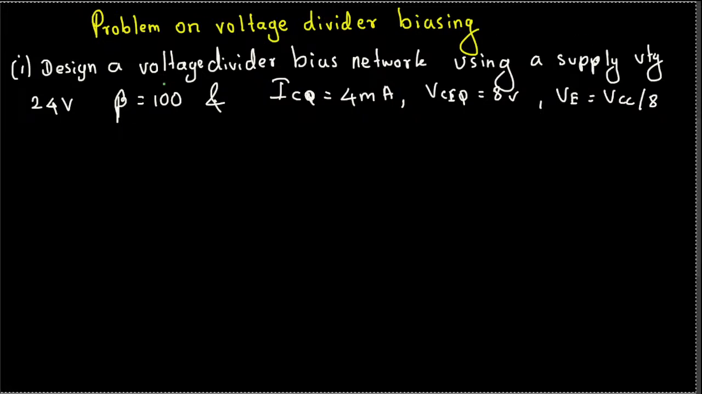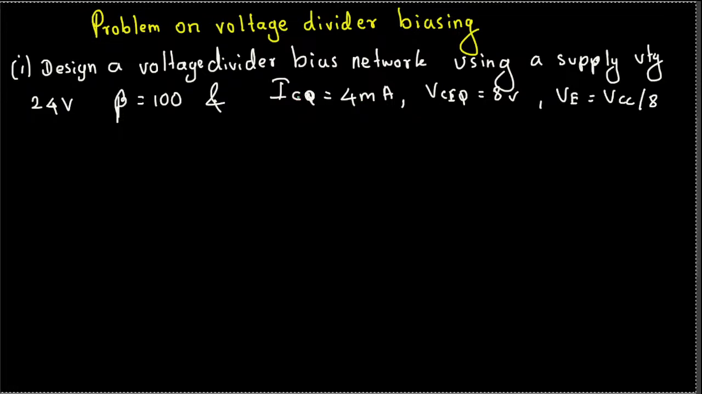Okay, here's the question: design a voltage divider bias network using a supply voltage of 24 volts, beta equal to 100, ICQ equal to 4 milliampere, VCEQ equal to 8 volts, and VE equal to VCC divided by 8. By looking at this, we know this is a BJT transistor because that's the only one that has the emitter, collector, and the base.